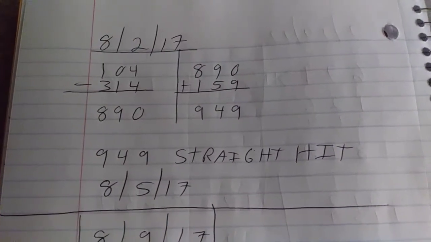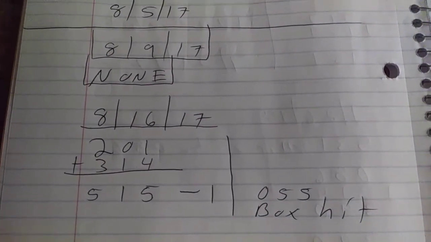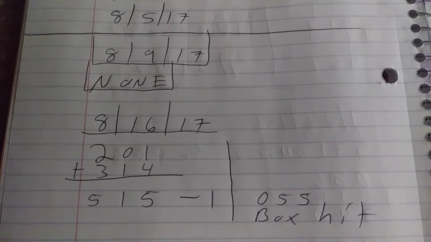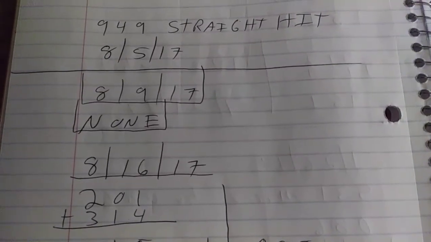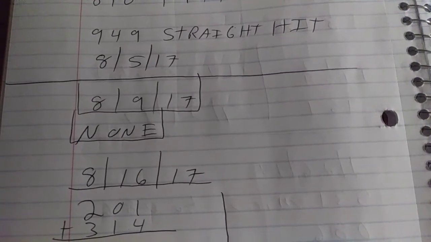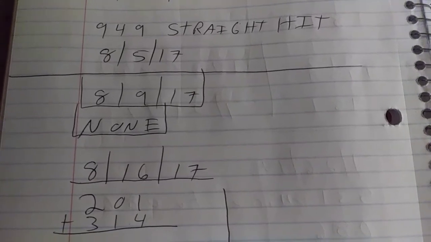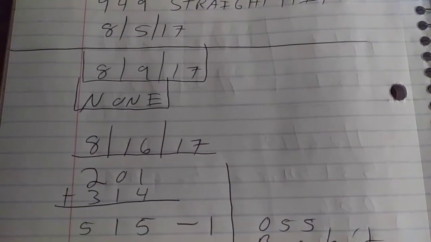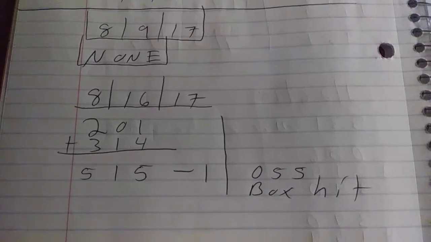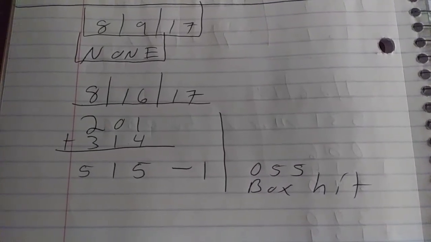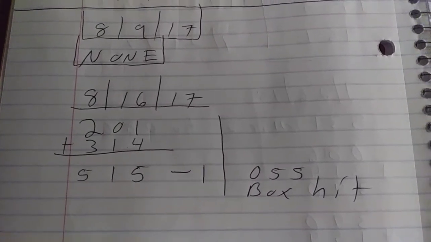That was a straight hit on August 5th. And then on August 9th, there was nothing that hit that Wednesday. So this method did not work on the 9th of August for West Virginia. Next one was August 16th, so this past Wednesday.